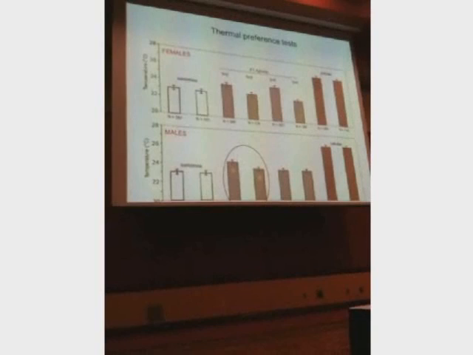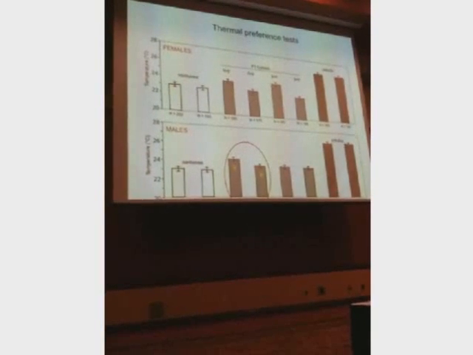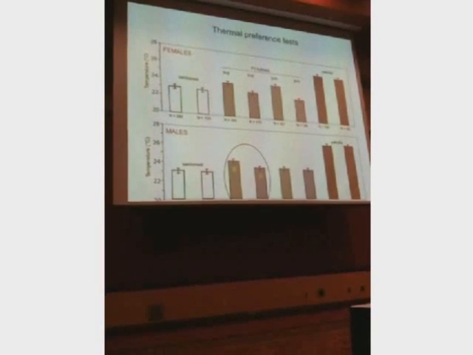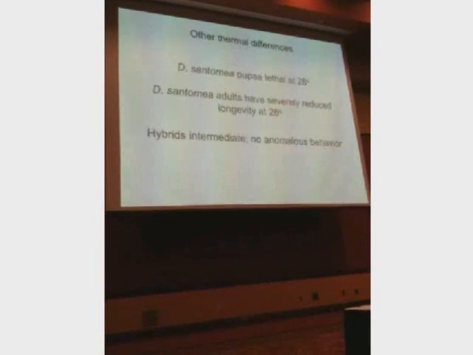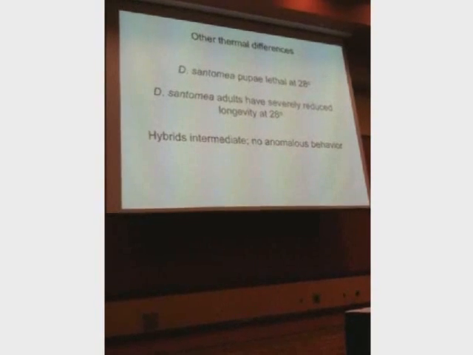These become of interest in a minute. They're intermediate as well. They don't show anything anomalous. The hybrids are halfway between the parental species in temperature preference. They also show differences in temperature tolerance.